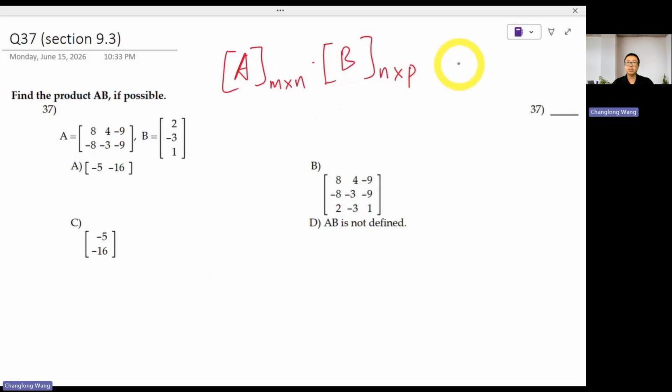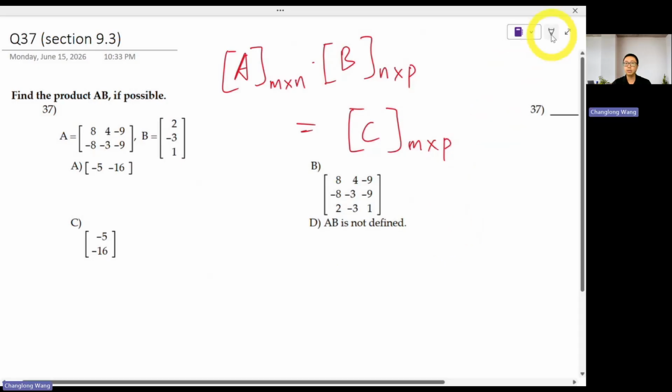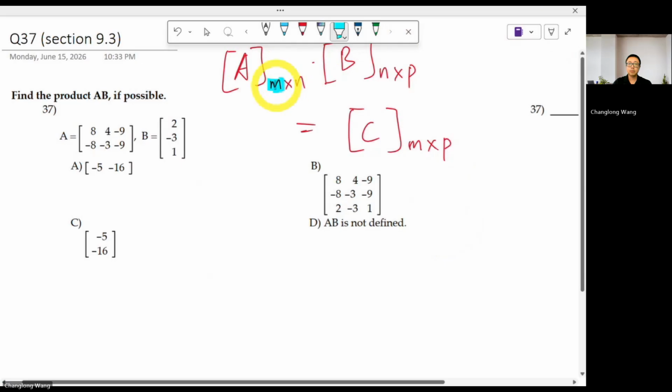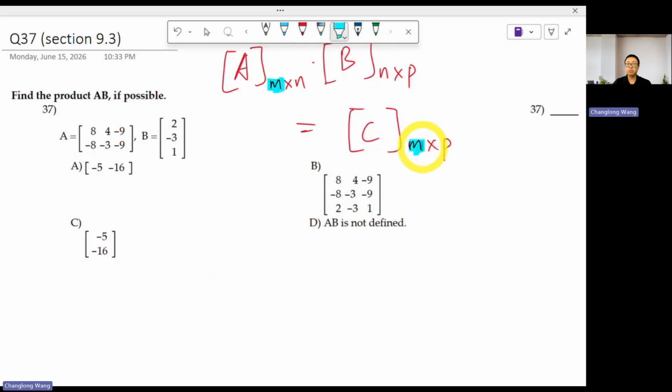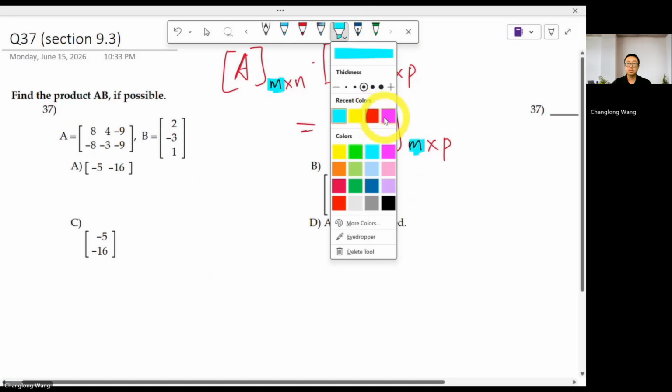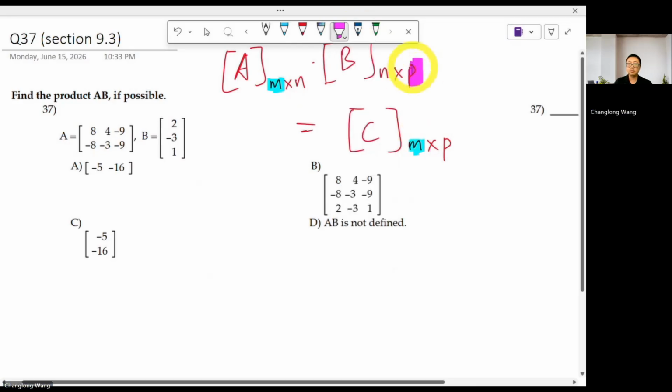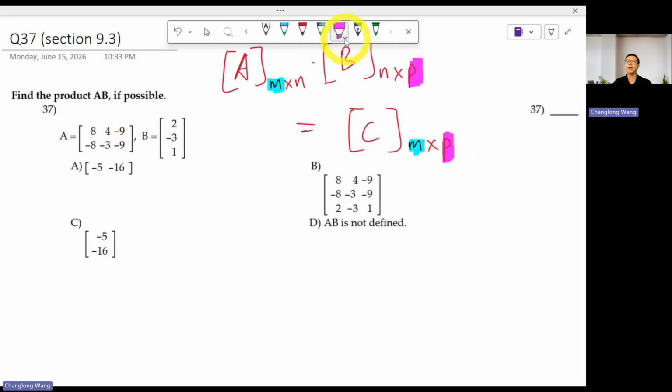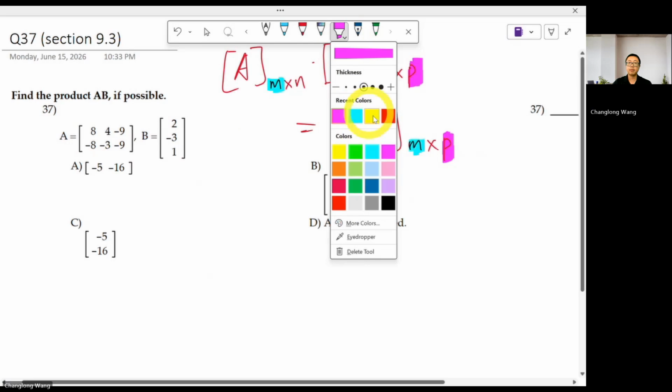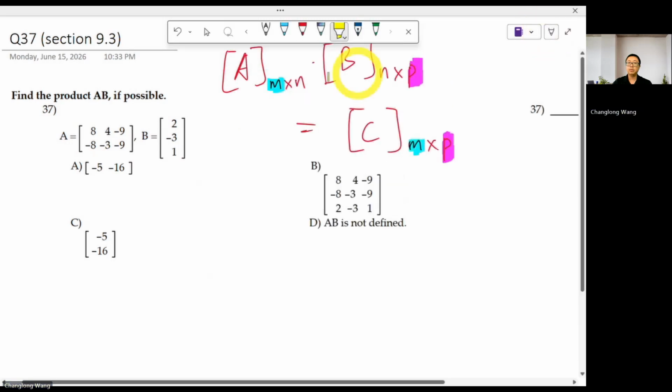And once you do the multiplication, you're going to get a new matrix. Let's call it C. And C is going to have the number of rows of the first matrix and the number of columns of the second. So basically, the outer indices survive. The inner one got eliminated or annihilated, however you put it.